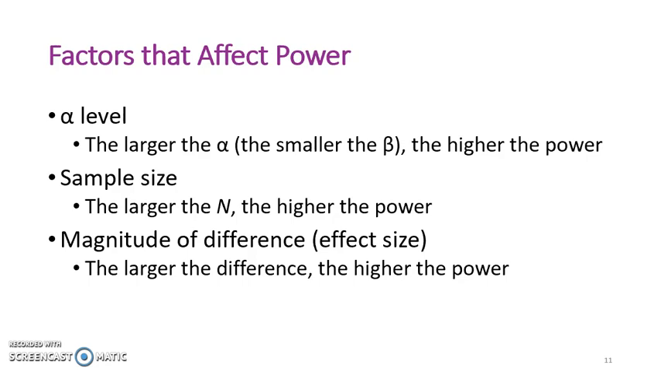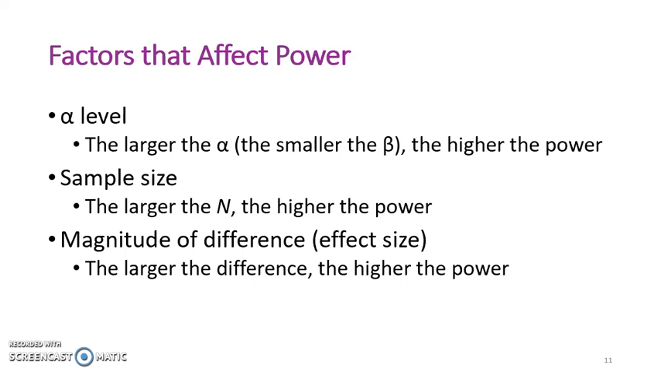Why is this? Well, when we have higher sample sizes, the standard error of the sampling distribution decreases. In other words, the sampling distribution becomes narrower. This results in less overlap of the distributions for the null and alternative hypotheses. The beta region becomes smaller and the power increases.